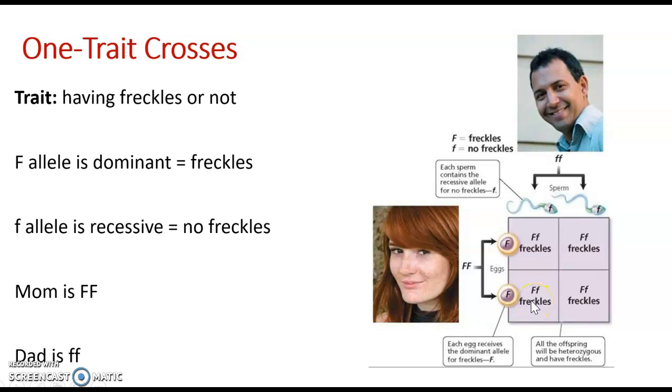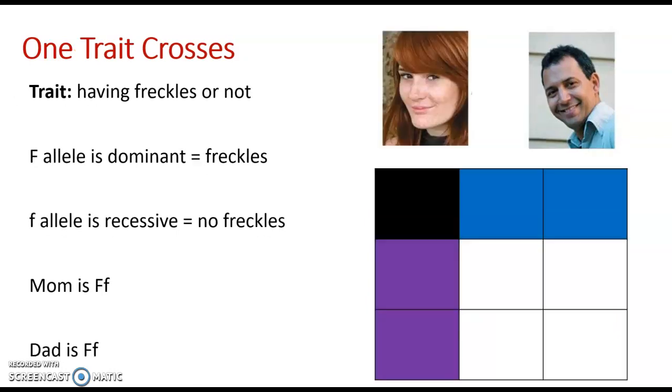In this case, 100%, 4 out of 4, of the offspring will have freckles. So there's a 100% probability that their offspring will have freckles because there is no chance that they will not receive that dominant allele, because that's the only thing that mom can donate.